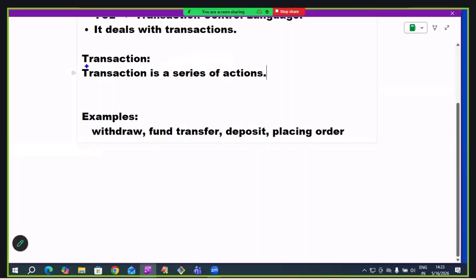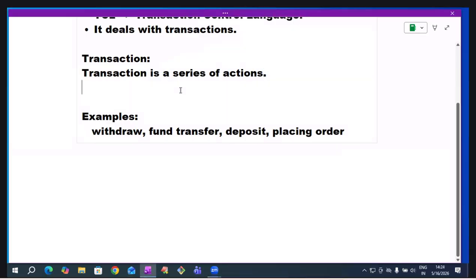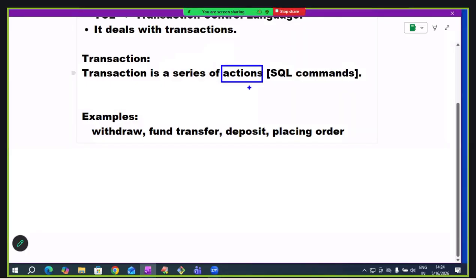So if anyone asks what is a transaction, simply say that it is a series of actions. What are examples of a transaction? Withdrawing money from an ATM machine, transferring funds through PhonePe, depositing an amount in the ATM machine, placing an order on Amazon, etc. To perform these actions, we are using SQL commands.